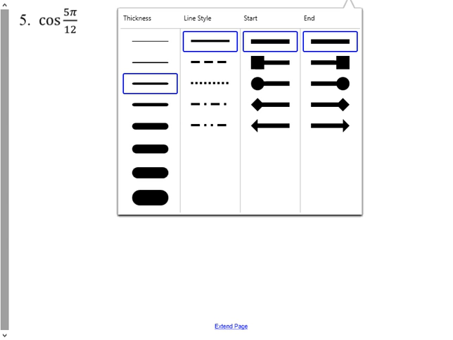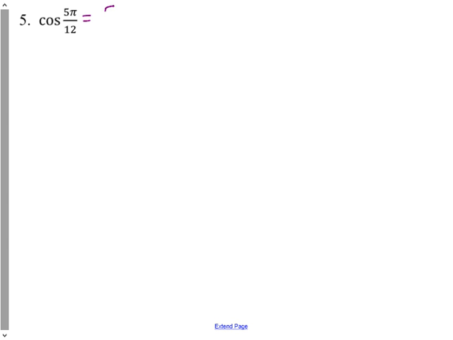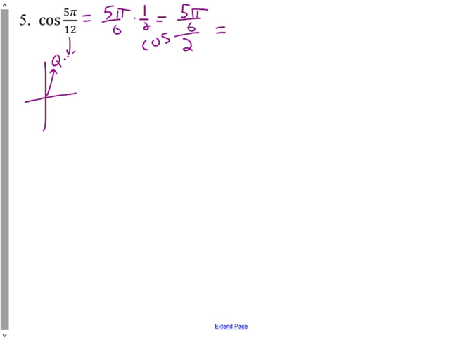Next, one more, cosine of 5 pi 12. So this is, again, 5 pi 6 times half. So we'll just rewrite it as 5 pi 6 over 2. And now, for this cosine, the formula changes a little bit. But again, 5 pi 12, plus or minus, we're in quadrant 1, so everything's positive there.